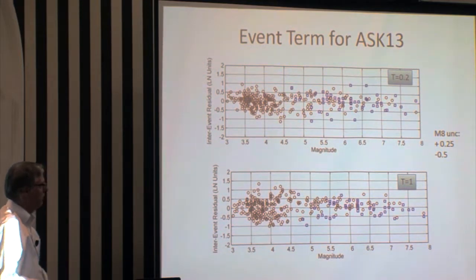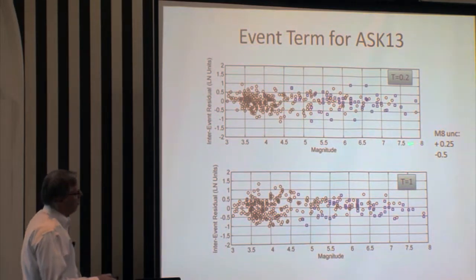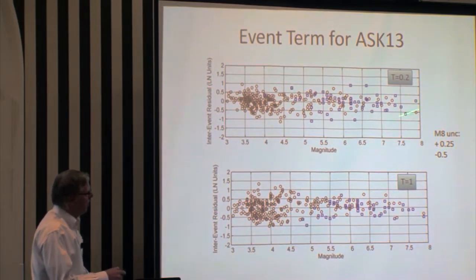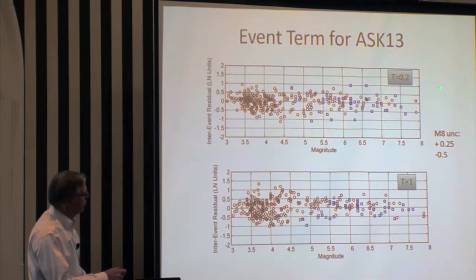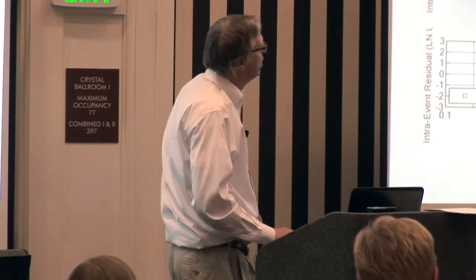So if I was to put uncertainty on the magnitude 8 prediction from my model, I would put the event term at plus 0.25 or minus 0.5 in terms of the way I would skew that distribution. So basically from here to down there is where the center could be, and I would use the same value for the other periods or similar ranges.